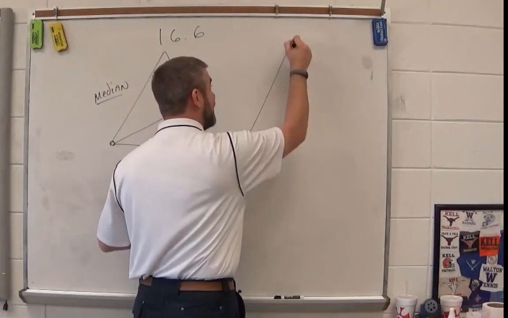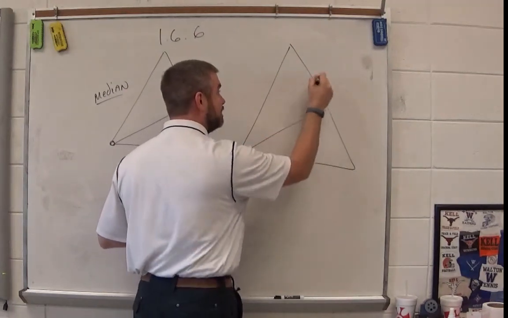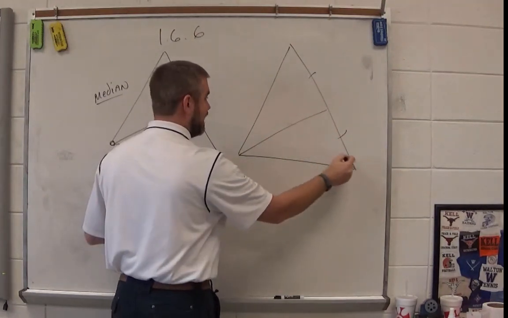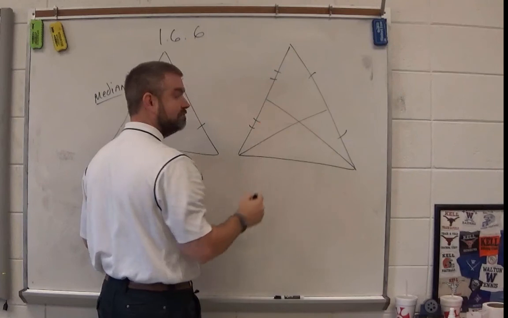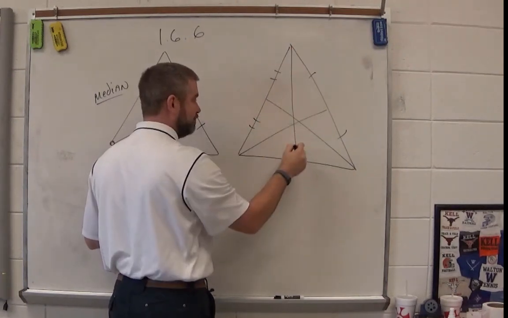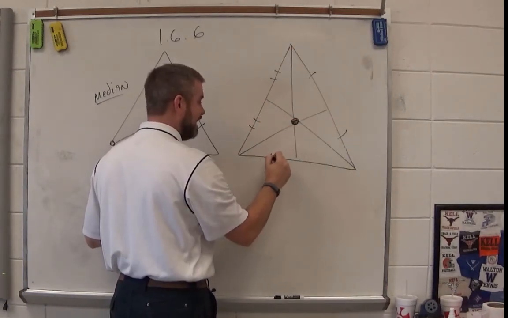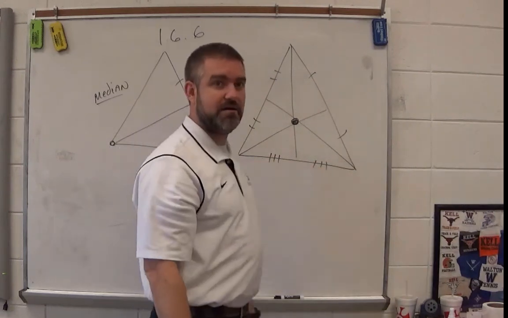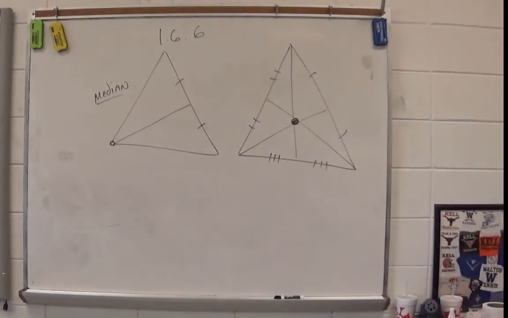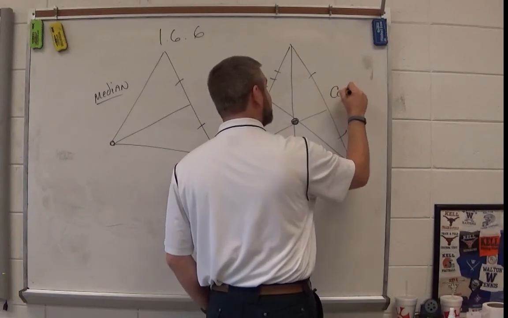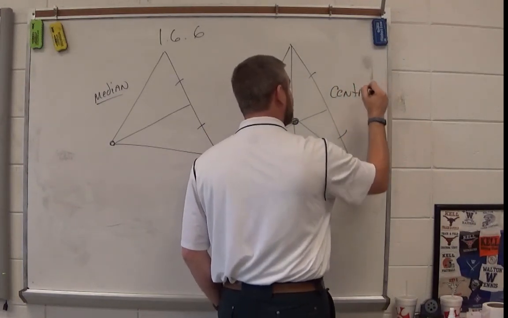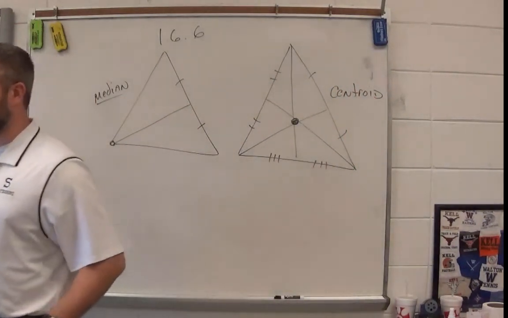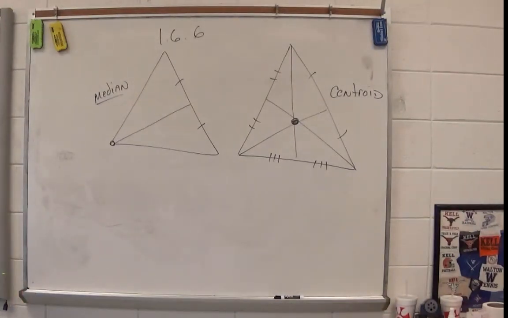If I do that 3 times and I find the median, and I find the median, and I find the median there, right, then I get a special point. And that special point is called the centroid. Centroid. There are 4 triangle centers. We're only learning about this first one today.